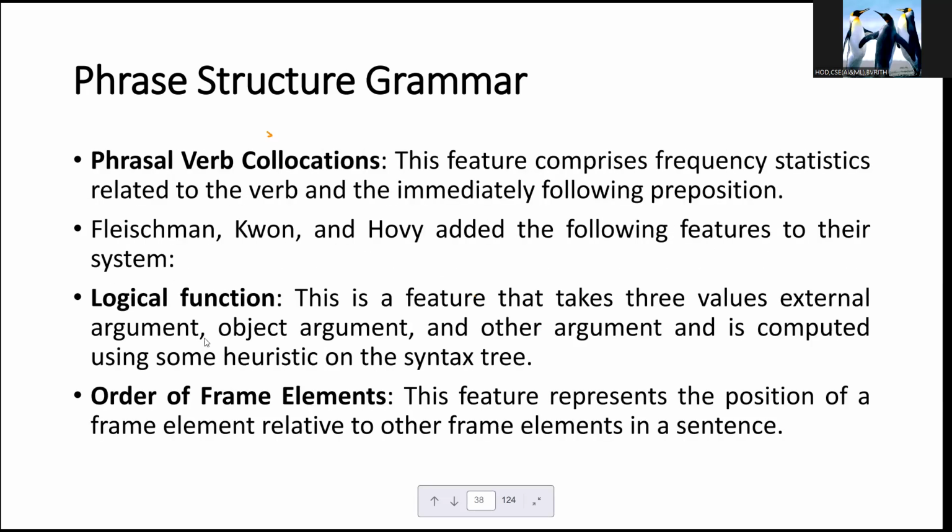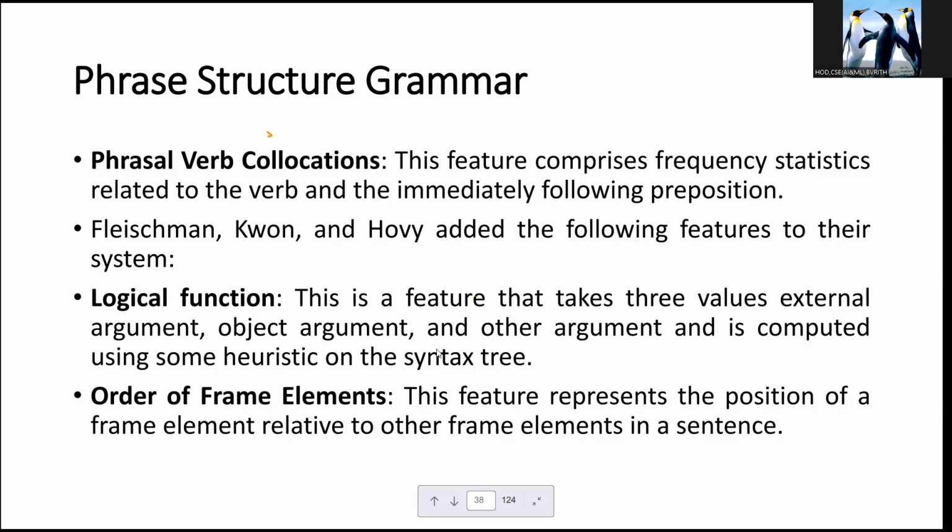Similarly, we have the logical function where we can check more than one word which belongs to a particular sentence. You can check the first word and second word with the AND operator or OR operator. Based on that, with the combination of words' existence, you can check with the help of a logical function, which gives us three values, that is the external argument, object argument, and other argument. So you can check whether the phrase is an external argument or an object argument or an other argument.